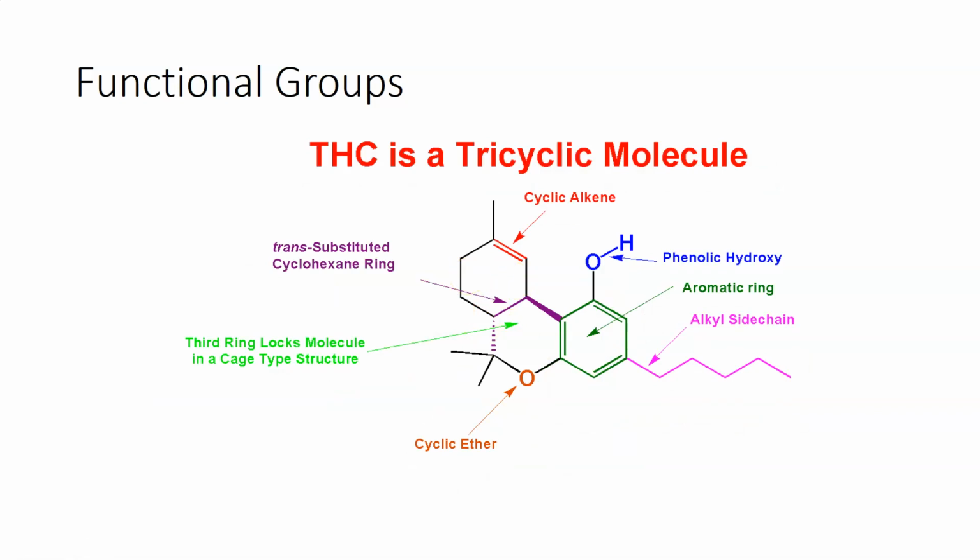THC has some similar functional groups, but it is a tricyclic molecule. Again, such like in CBD, it has that cycloalkene ring. It also has the aromatic ring with a phenolic hydroxy group and the alkyl side chain, which is, by the way, 5 carbons. But now it also has a cyclic ether. And the configuration around the cyclohexane ring is still a trans configuration, but because of the cyclic structure here, this is more of a cage type structure where the ring is more locked.